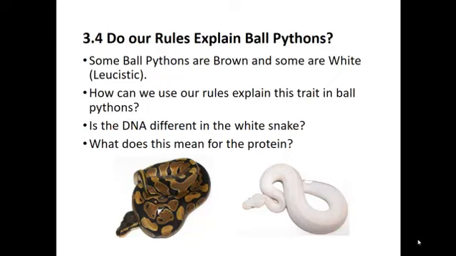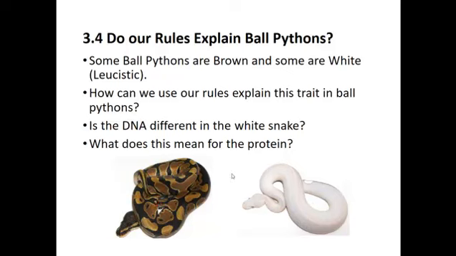We're going to look at ball pythons to see if they follow our rules or if they break our rules too. Some ball pythons are brown and some are white. We call that leucistic. Let's check our rules to explain this trait. It also gives us a chance to review what was going on all the way back at the beginning of our genetics unit, where we think about, do we think the DNA is different in the white snake from this brown snake? And what does that mean for the protein?